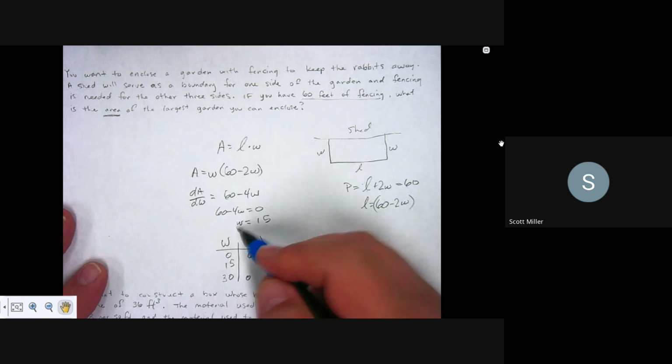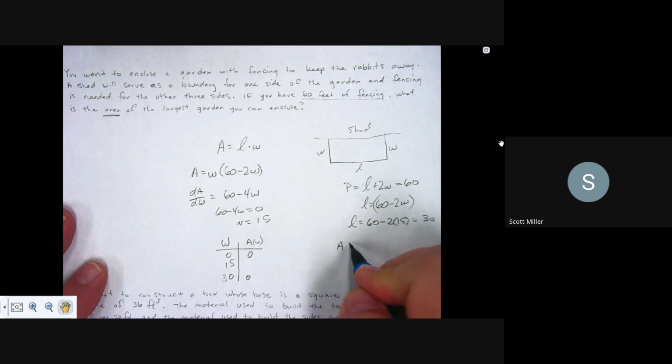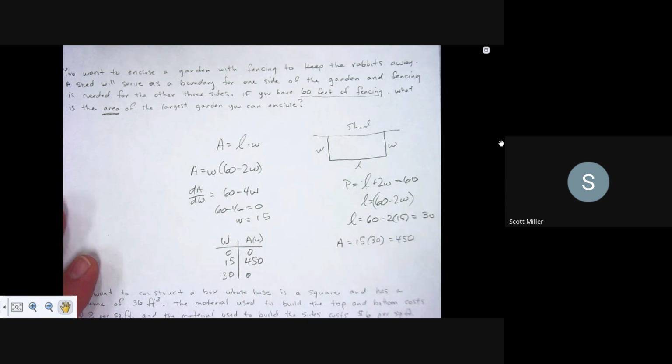What is the area when W is 15? Well, I have to come over here and find this length, 2 times 15, and we get L is going to be 30. And so then the area is going to be 15 times 30, or 450. So this is 450. Okay, so what can I conclude from this?